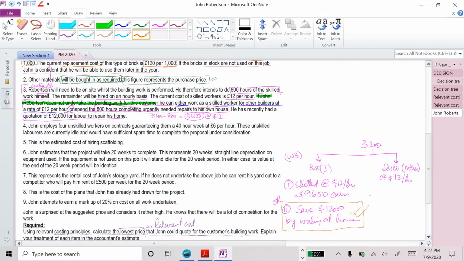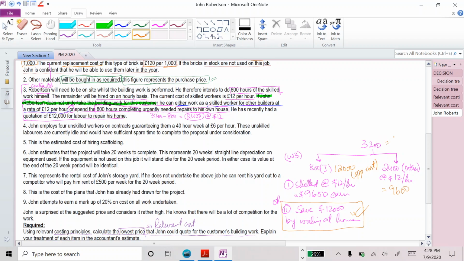But if John accepts this project, then he will not be able to save 12,000. So he is not paying anything to himself, but there is a cost. If he's working on the project, the cost is the $12,000 saving, right? He is now not in a position to save $12,000, so that saving he will charge from this customer. You can consider this to be the opportunity cost of John.